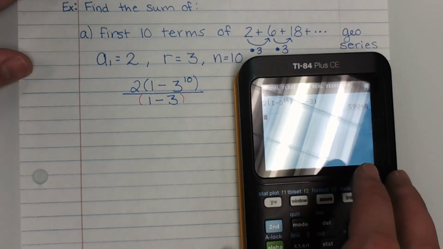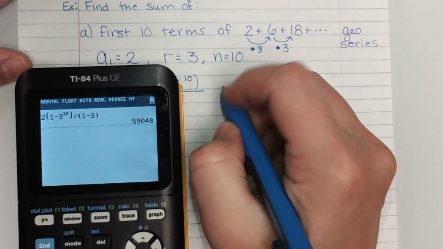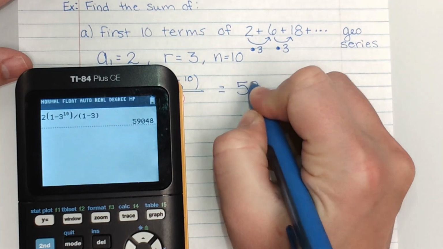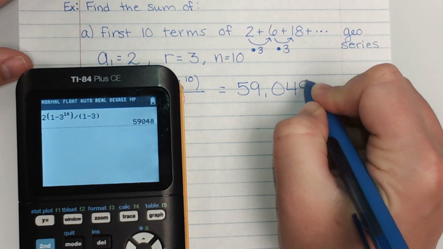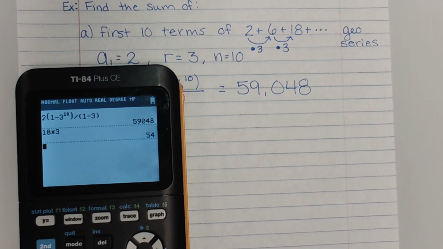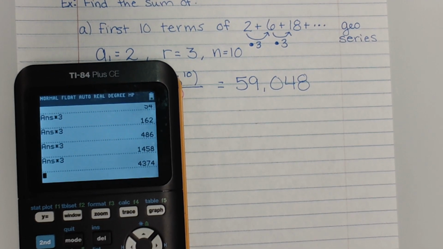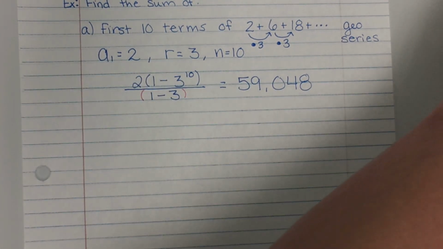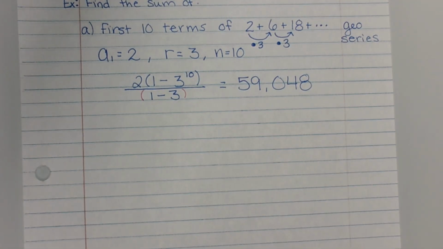$59,048. Seems awfully large, doesn't it? Does it seem too large? The first 3 terms added together might make that seem a little too large, but if we think about it, we're continuing to multiply by 3 from term to term. Aren't my numbers getting pretty big pretty quick? So, it's perfectly fine that that's a little obnoxious in size. Okay?